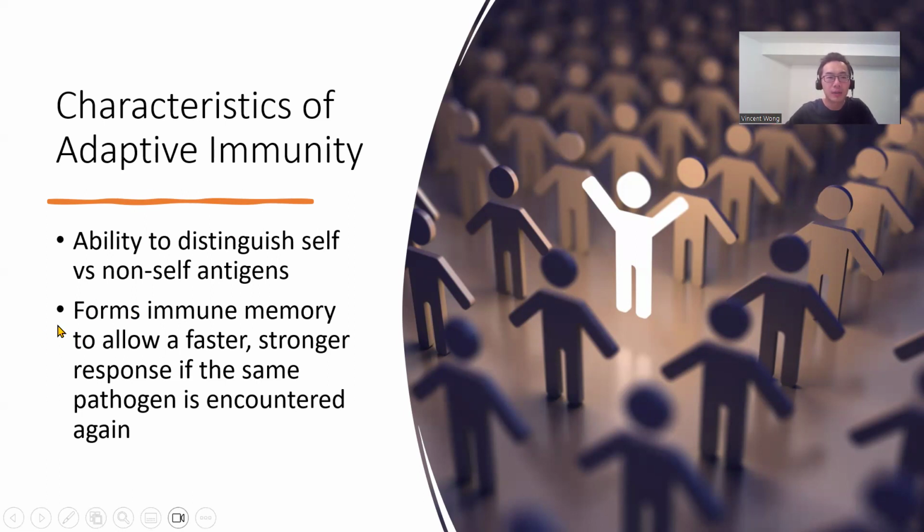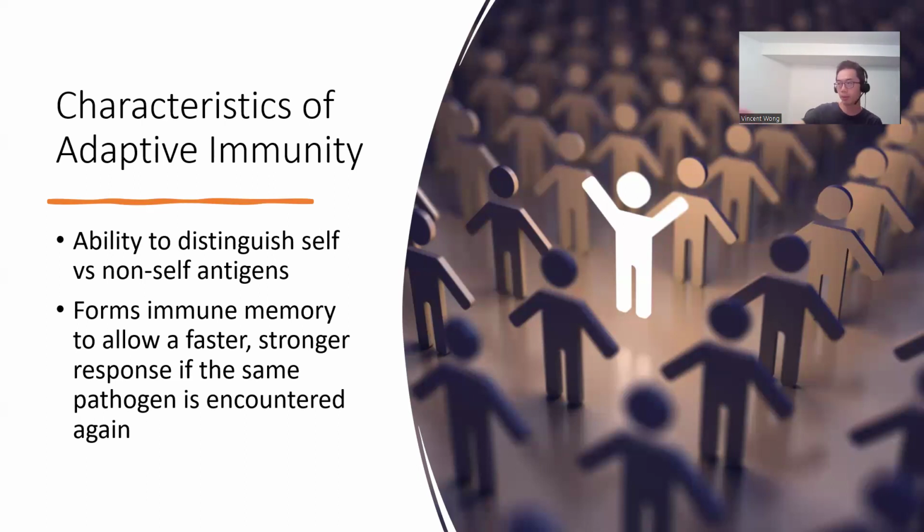Another characteristic is that it's able to form immune memory. Once you fought off a particular pathogen, your body remembers it. Well, you can still get infected by the same thing in the future, but you are going to be able to deal with it much quicker the next time. For example, like chickenpox, you only get chickenpox once. You're not going to get it again.